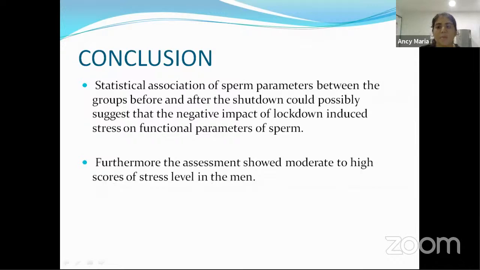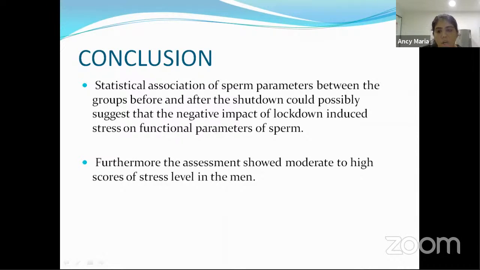So from all these things, we could conclude that there is a statistical association of sperm parameters between the groups before and after lockdown, which could possibly suggest a negative impact of lockdown-induced stress on functional parameters of sperm. Furthermore, the assessment showed moderate to high levels of stress in the men. When it comes to limitations, we haven't included clinically relevant things such as age, sedentary lifestyle, and BMI levels. All those were not checked in the study.